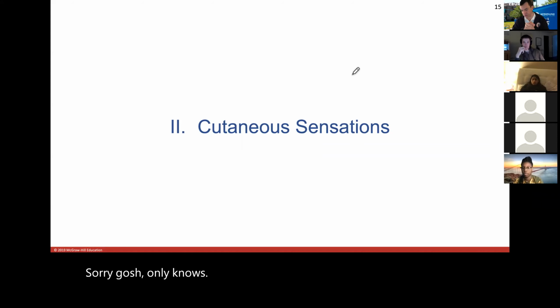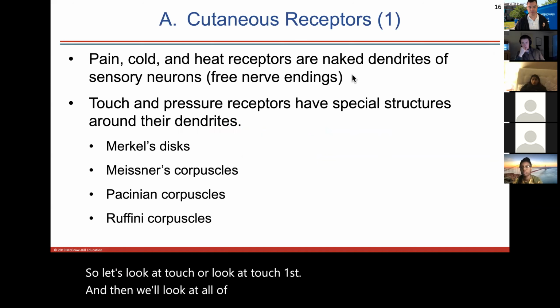So let's look at touch. We're gonna look at touch first, and then we'll look at all of our special senses. And that's where the fun stuff is.